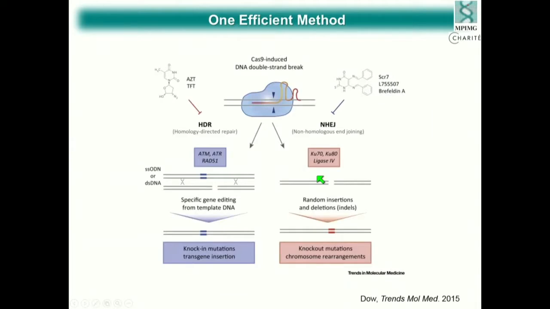the Cas9 system itself does not produce the mutation. What produces the mutation is the way the cell is trying to repair the DNA. And it can do it through two different ways.